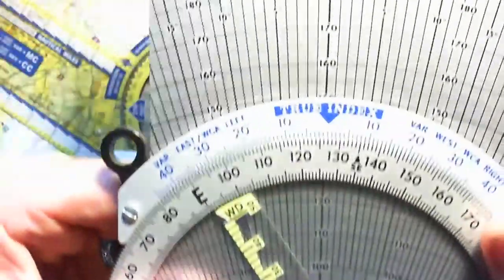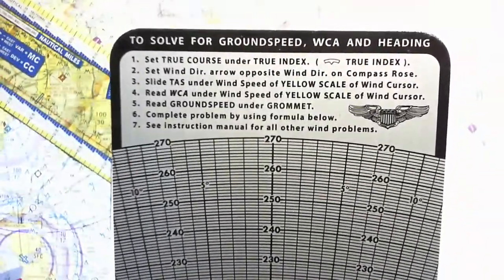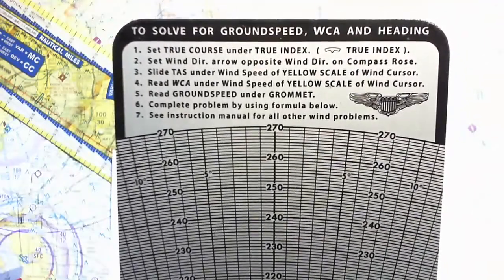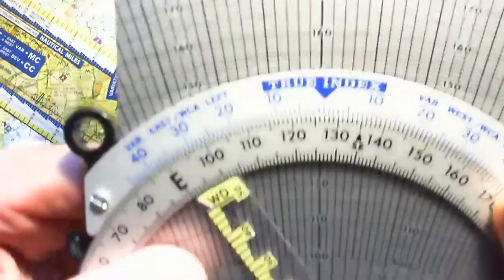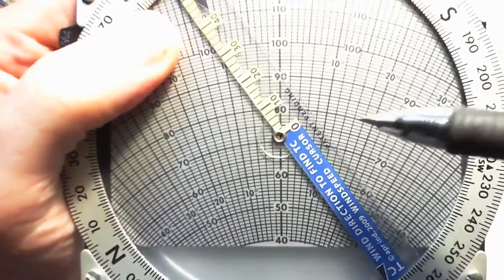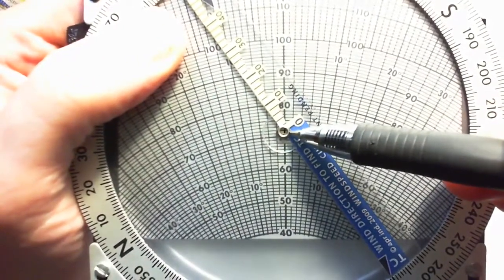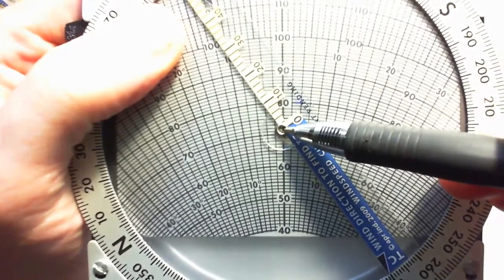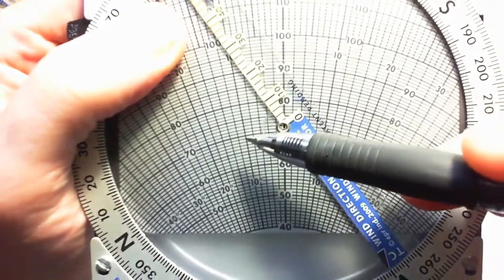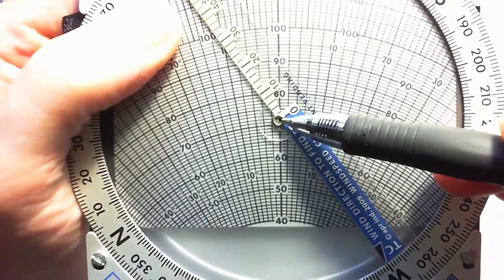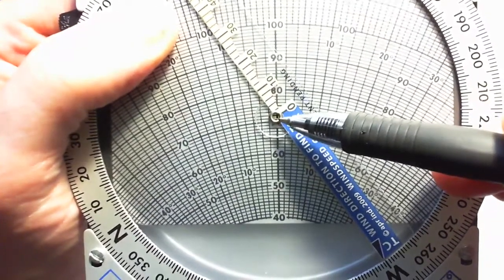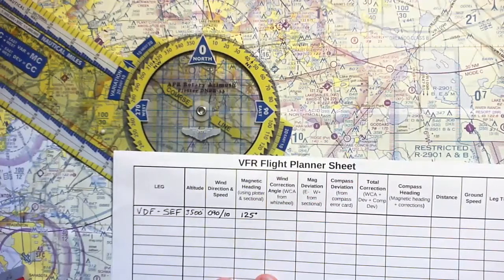So now, the next thing is looking at the instructions. Read the ground speed. This is number 5. Read the ground speed under the grommet. So the grommet is the center point right there. And the grommet shows right at about 72, maybe 73 knots. So here's 70 right there. So it's right about 73 knots. That's what my ground speed is going to be. Again, you've got a headwind coming in from the east, so you've got to factor that in. So 73 knots is what our ground speed is going to be. So I'm going to put that there.